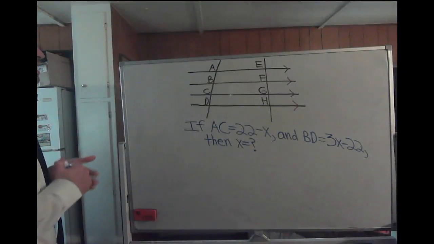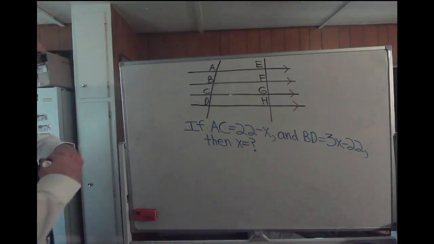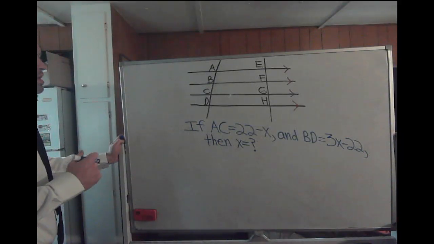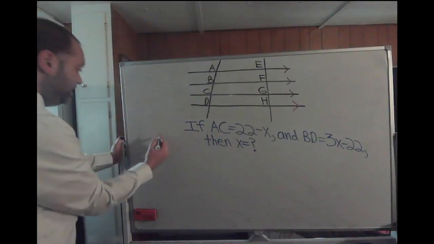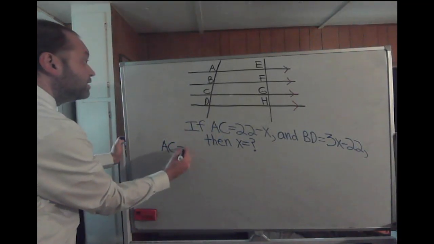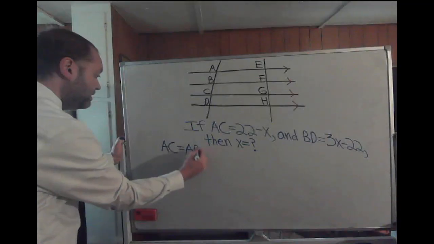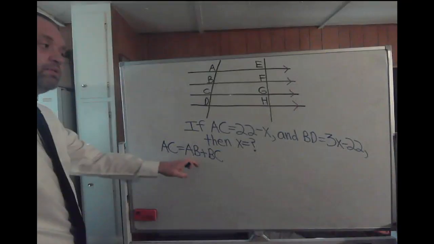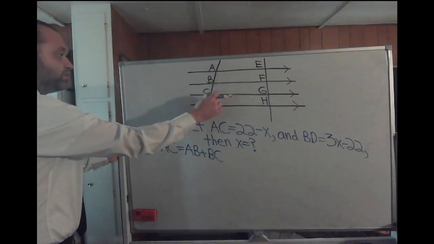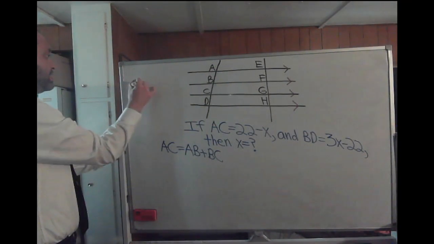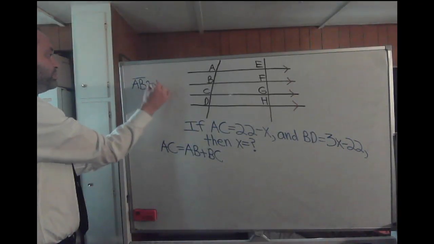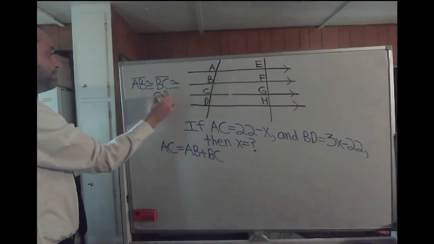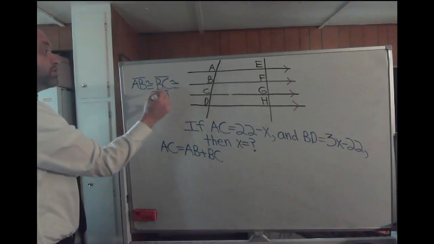Well, here's something to consider. What do we know then? That AC would simply equal AB plus BC, right? So AC equals AB plus BC. And in fact, if we have congruent segments on every transversal, that means AB is congruent to BC, which is actually also congruent to CD. So all three of these segments are congruent to each other.